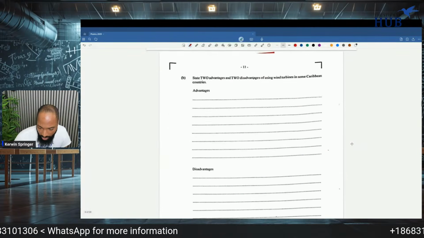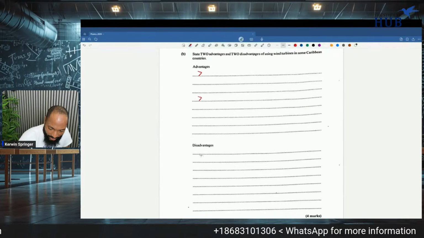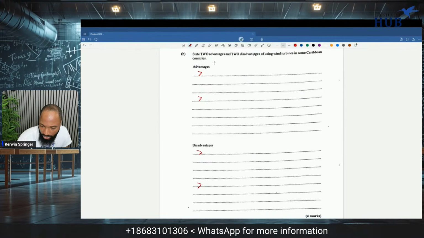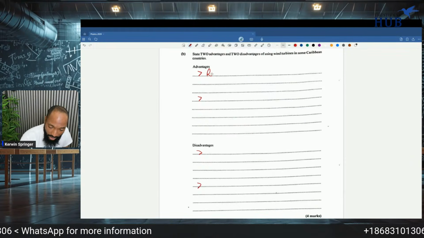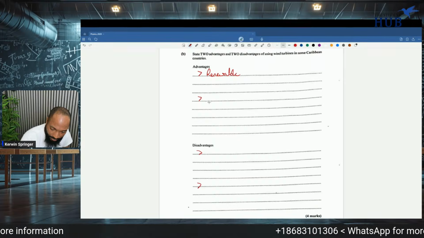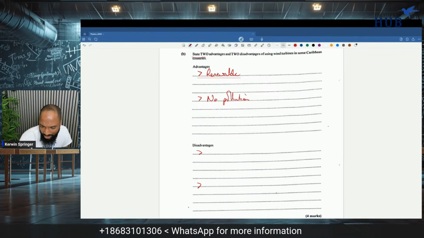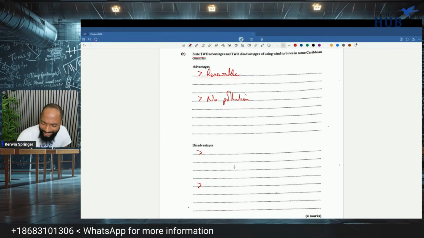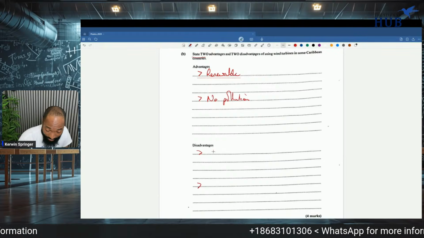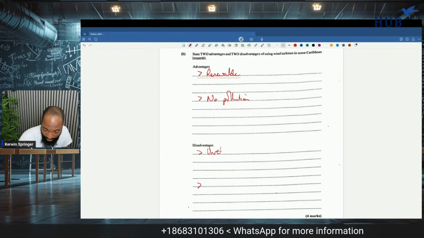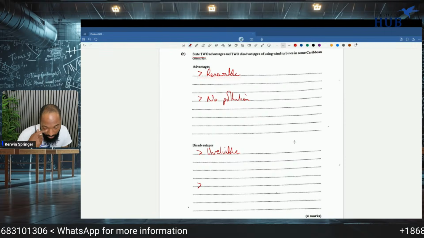Move on. State 2 advantages and 2 disadvantages of using wind turbines. I'm not waiting on you, so talk fast if you want to talk. Advantages: renewable and no pollution. I can elaborate on that. So renewable, no pollution, clean energy. Disadvantages: unreliable. One moment you're getting hurricane force winds in the Caribbean, next moment it's still. Source of energy.